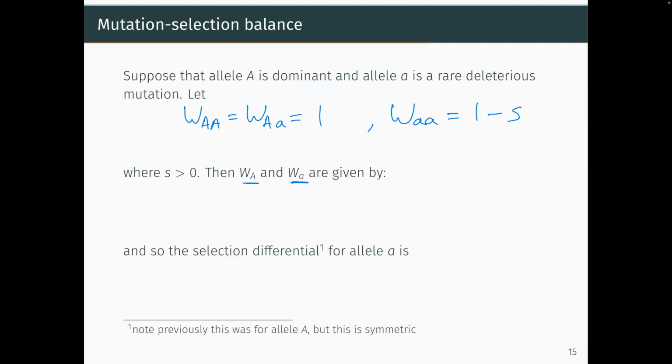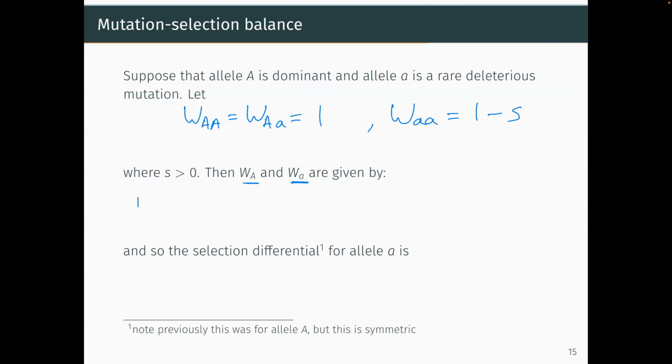So just to make sure this is really clear, these fitnesses that I've just written above are the fitnesses of genotypes, so individuals that have big A big A, big A little a, or little a little a. But we can average over individuals that have copies of these genotypes to work out the fitness of each allele. For big A, this is composed of individuals that have 2 copies of that allele and 1 copy of that allele, and likewise, individuals with little a will have 2 copies in homozygous individuals and 1 copy in heterozygous individuals. We defined this in the last lecture.